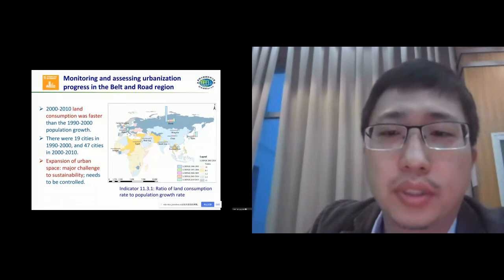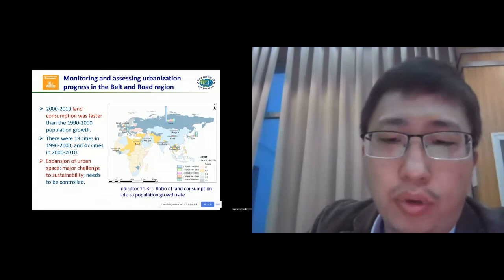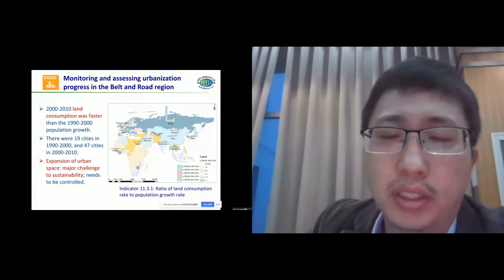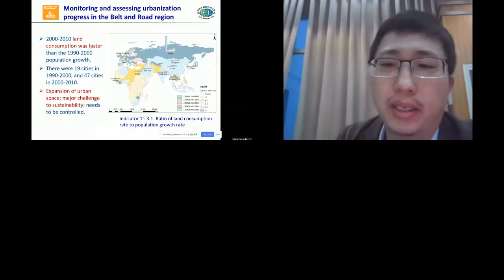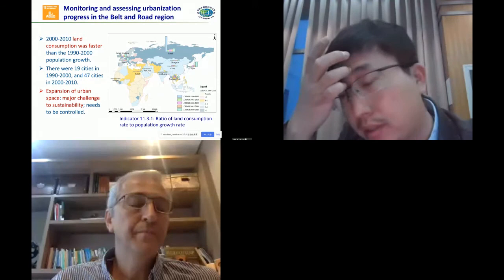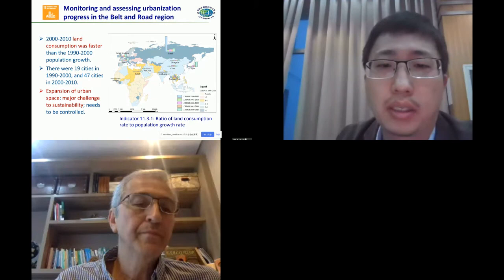And through this way, the indicator 11.3.1, the ratio of land consumption rate to the population growth rate, is calculated. So the policy makers and the public users can easily get the whole analysis map, like on the right part of this slide, and can notice the whole trends.